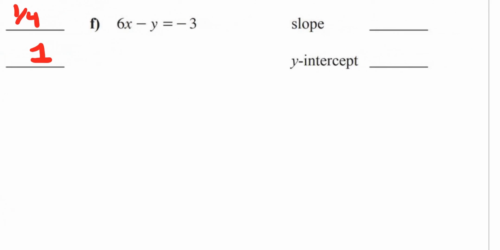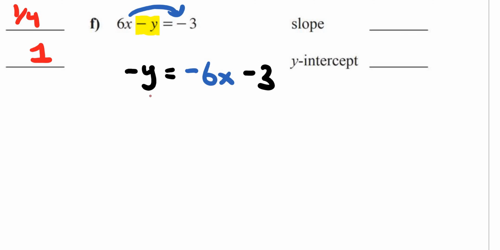Okay, moving on to letter 2F now. So my y variable needs to be isolated. So let's go ahead and move the 6x to the right-hand side. So that's going to give me negative 6x, and then minus 3 remains the same. Now, when you have a negative sign like that, that's the same thing as a negative 1, right? So what we're doing here is we're dividing both sides by negative 1.